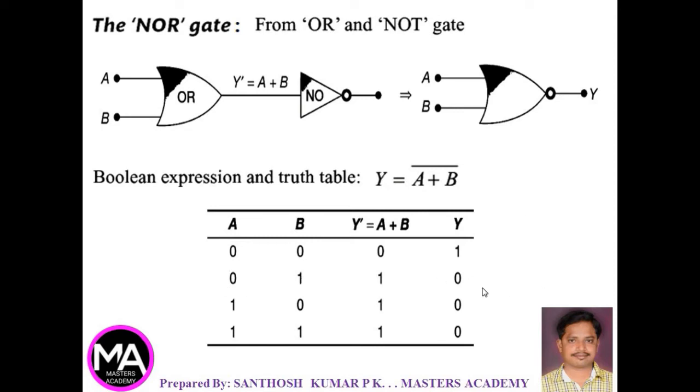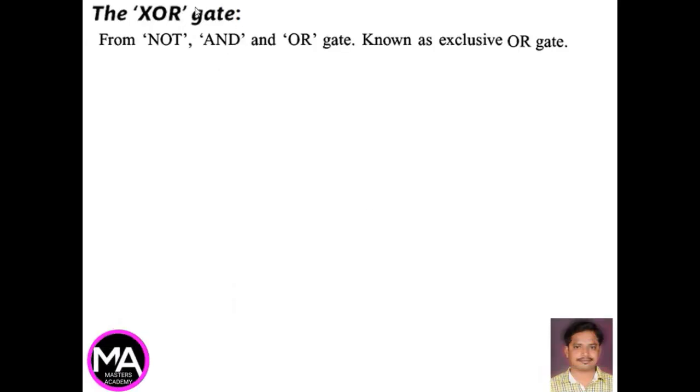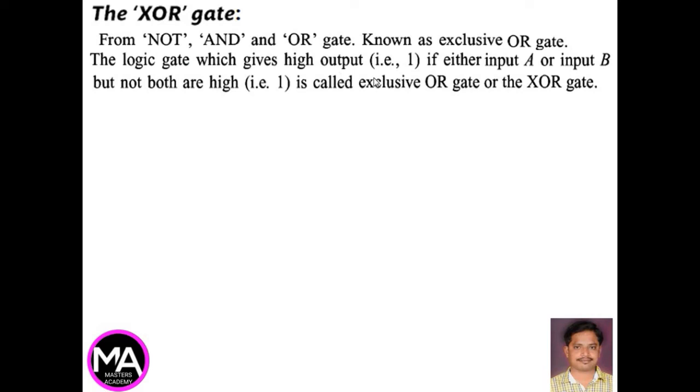In all the remaining cases, its output will be 0. Next, the XOR gate, that is exclusive OR gate. From NOT gate, AND gate and OR gate, we can construct XOR gate, the logic gate which gives high output, that is 1, if either input A or input B is high but not both, is called as exclusive OR gate, or also known as XOR gate.